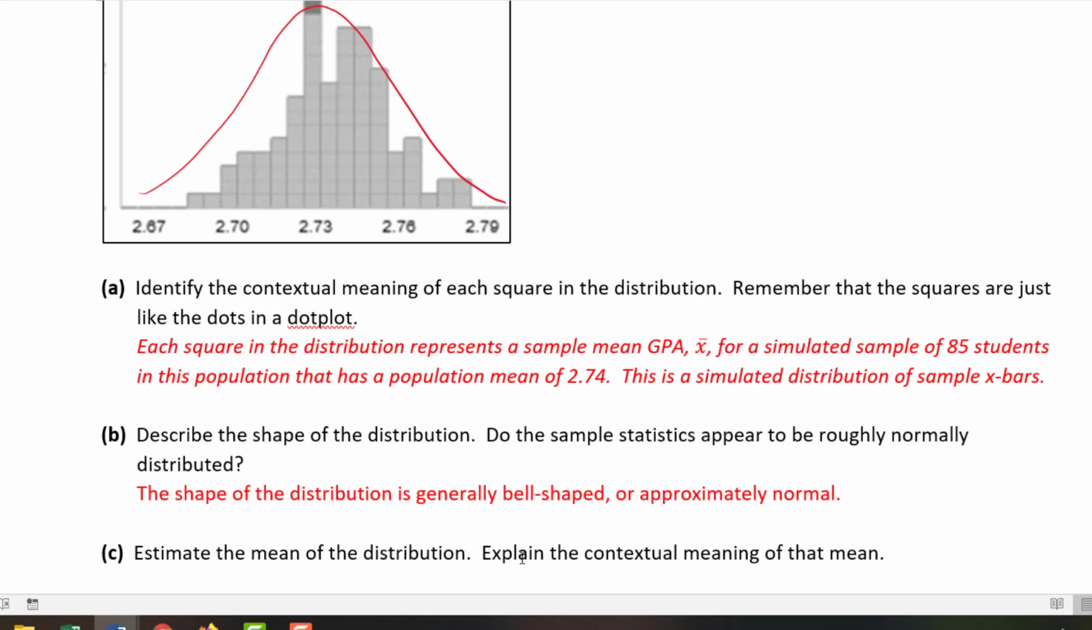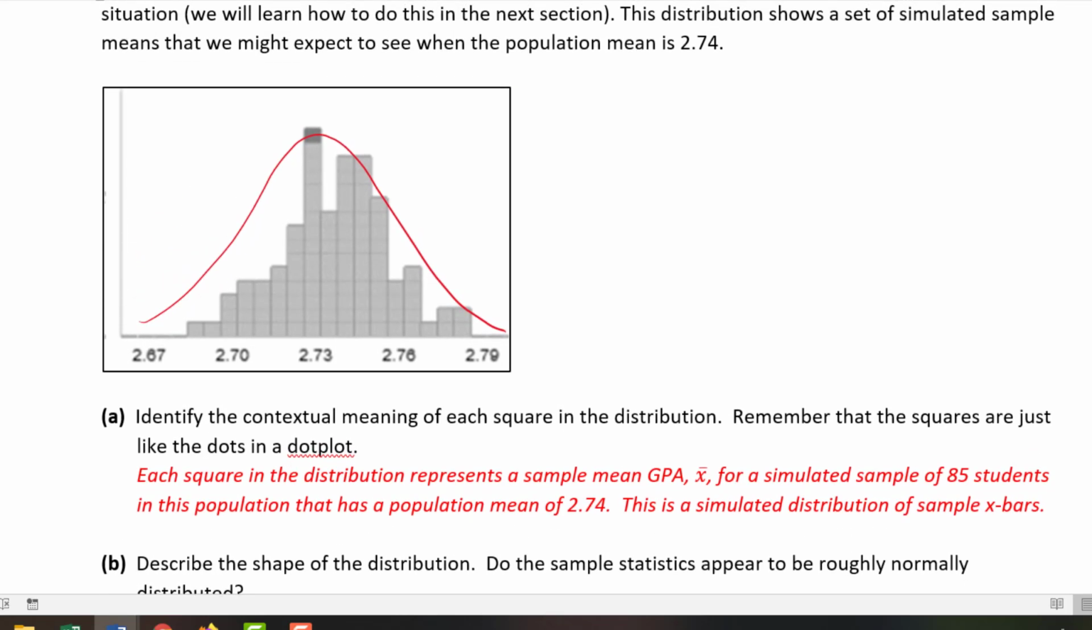Third, it says to estimate the mean of the distribution and explain the contextual meaning. So remember, your distribution of sample statistics has a mean right in the middle, and it looks to me like it's around 2.73, 2.74. I would say it's around 2.74 because the population mean is 2.74, and your distribution of sample statistics is always going to be centered around the population parameter. In this case, the population mean, the mean of all students on campus, is 2.74.